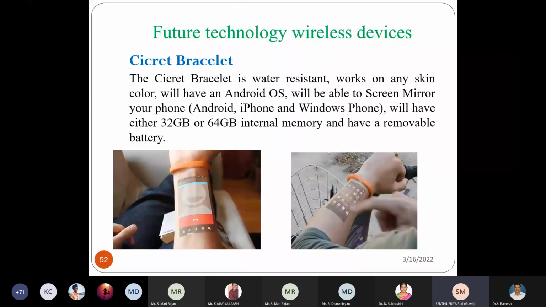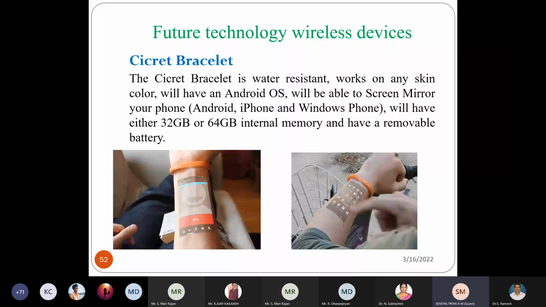And one of the future technologies, wireless device. This is a quick bracelet. We don't want to carry your mobile phone or anything else. It is water resistant. Even in your bathing, you can wear this bracelet. So we are having a screen there. You can see that, right?